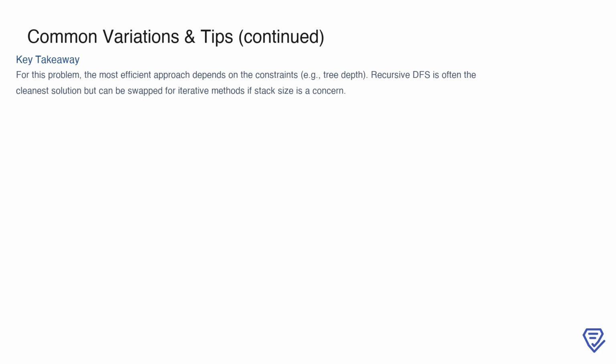To wrap up, the most efficient solution to this problem often depends on the constraints, particularly the depth of the tree. Recursive DFS is typically the cleanest and easiest to implement, making it a great first choice. However, if you're dealing with very deep trees and stack size becomes a concern, switching to an iterative approach, either using a stack or a queue, can be more reliable. By balancing simplicity, performance, and space usage, you can adapt your approach to suit the specific requirements of both the problem and the interview setting.